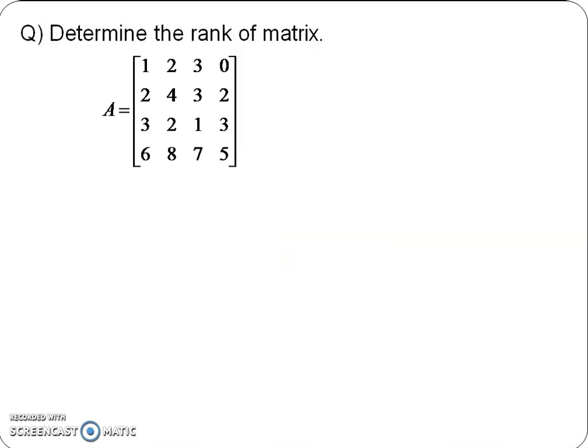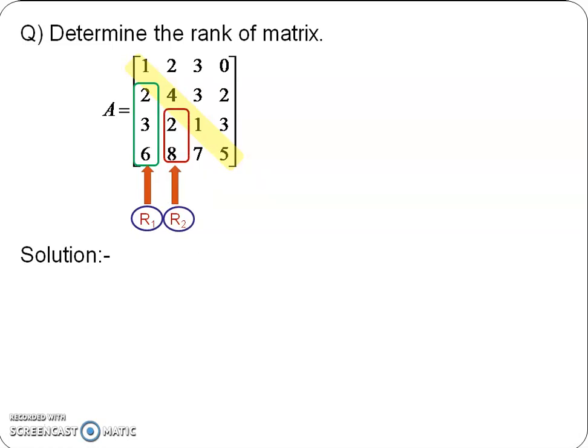Now let's take the example of a 4 cross 4 matrix. Here the diagonal elements are 1, 4, 1, 5. So the elements below the diagonal, we have to convert to 0 to get the required upper triangular form. For converting these 3 elements to 0, we have to take the help of R1. For this, we have to take the help of R2. And for converting 7 to 0, we have to take the help of R3.